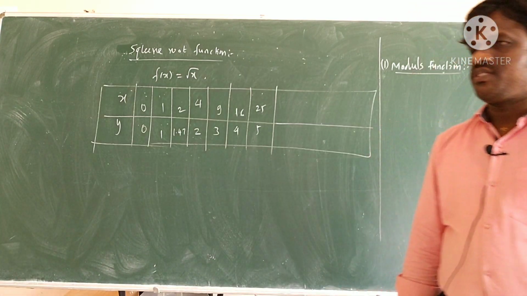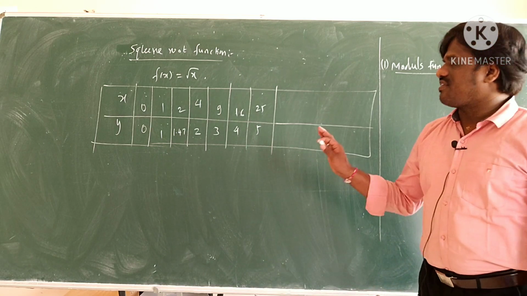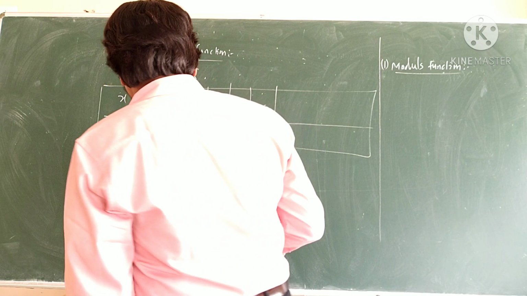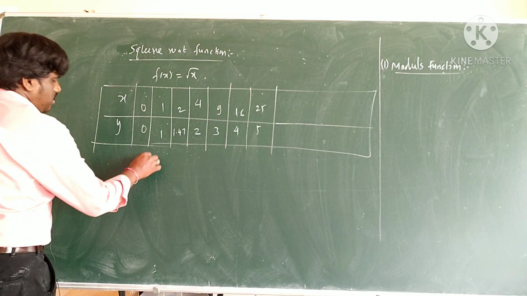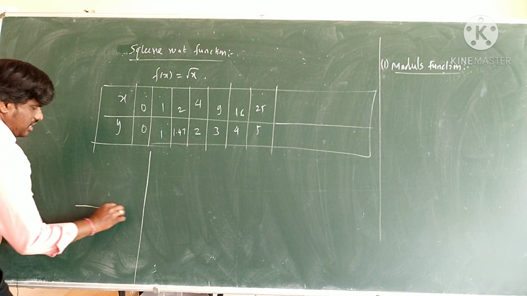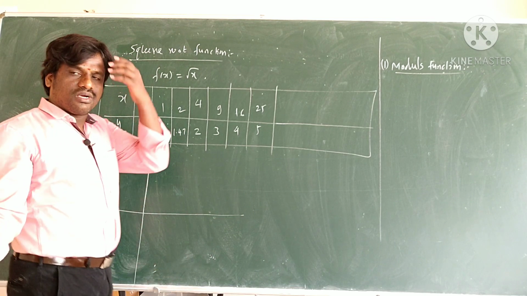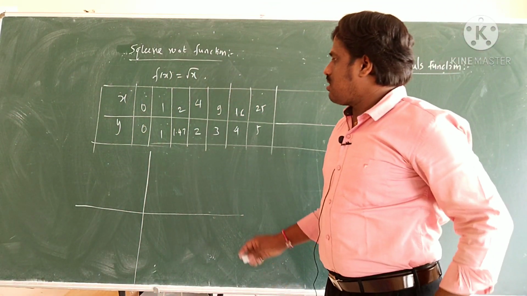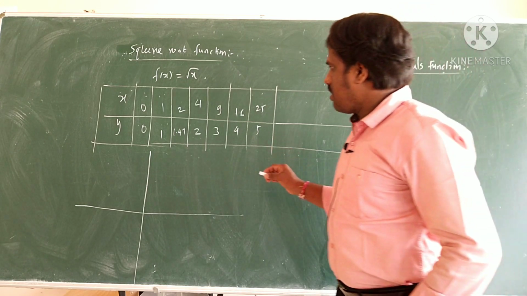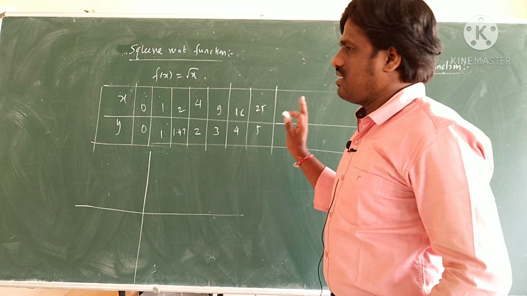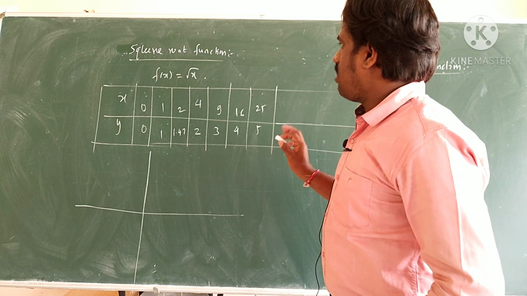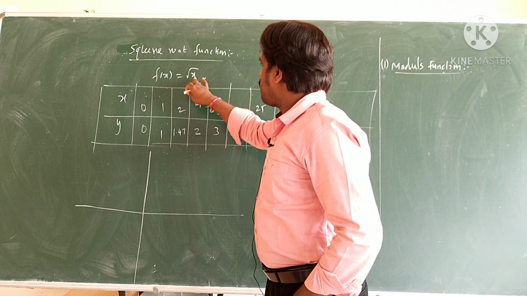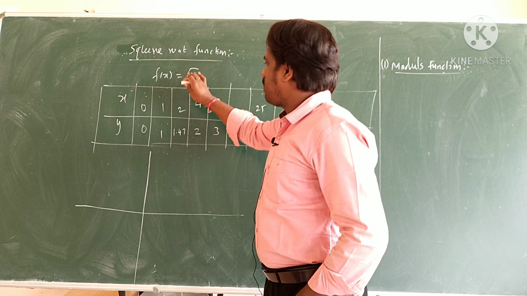Next one is the square root function. The square root function is f of x is equal to root x. Now that is what I was explaining in the beginning. In this, the domain is required and the range is required. So always remember f of x is equal to root x. You know that negative numbers inside a square root are not allowed.